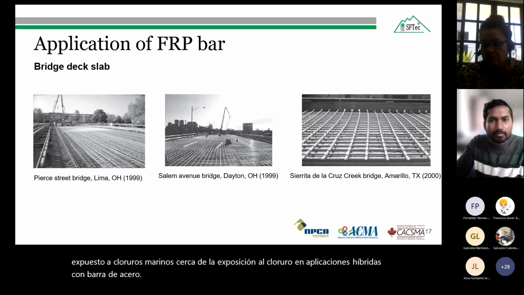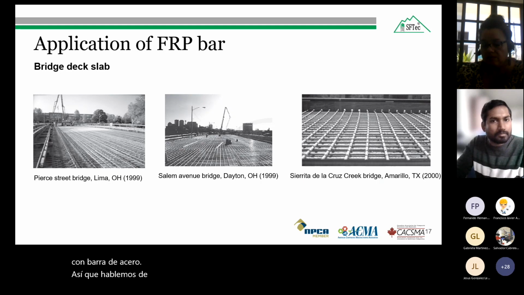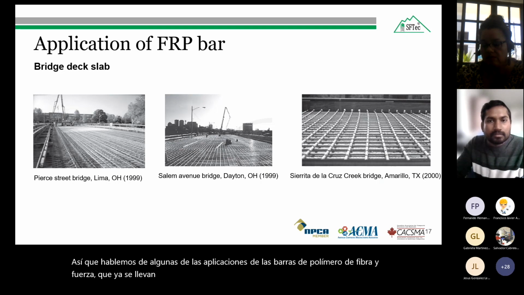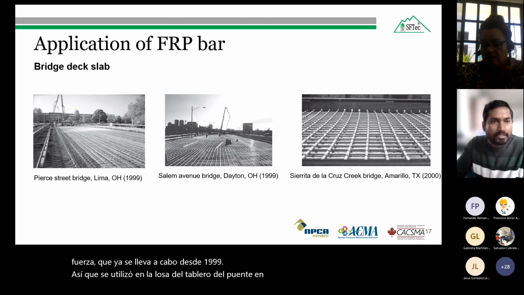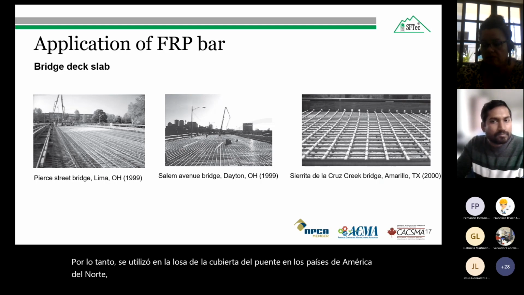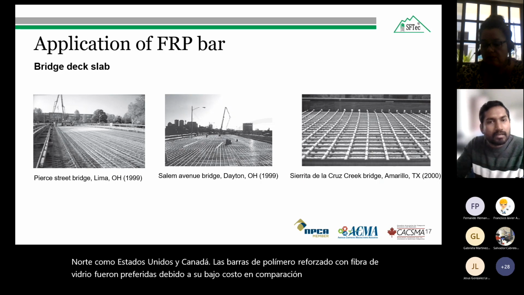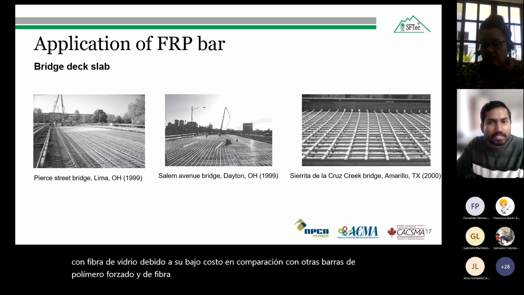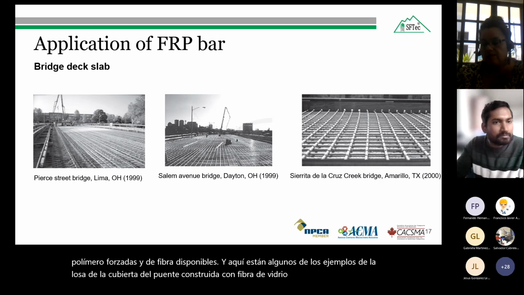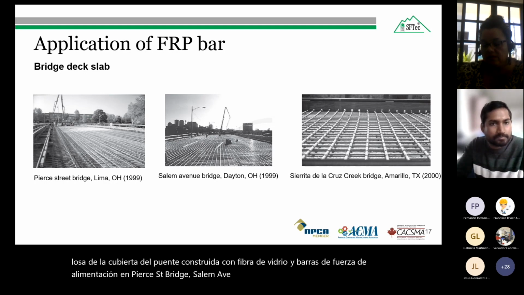So let's talk about some of the applications of the fiber reinforced polymer bars, which have been used since 1999. They were used in bridge deck slabs in North American countries like the United States and Canada. The glass fiber reinforced polymer bars were preferred because of their low cost compared to other available fiber reinforced polymer bars. And here are some examples of bridge deck slabs constructed with glass fiber reinforced polymer bars in Pierce Street Bridge, Salem Avenue Bridge, and de la Cruz Bridge.